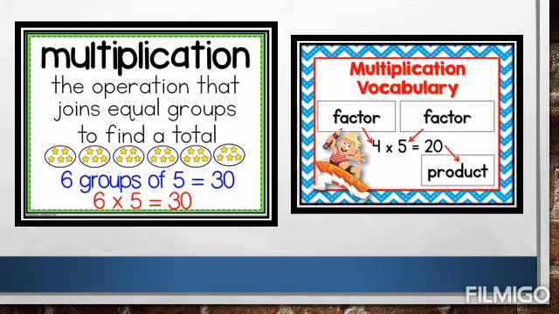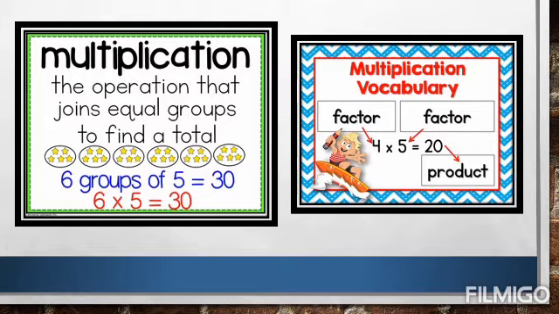Okay, now class, in this slide, we'll be learning the definition of multiplication. It says here, class, that multiplication is the operation that joins equal groups to find a total. The other meaning of multiplication, class, is that it is a repeated addition and an inverse of division.